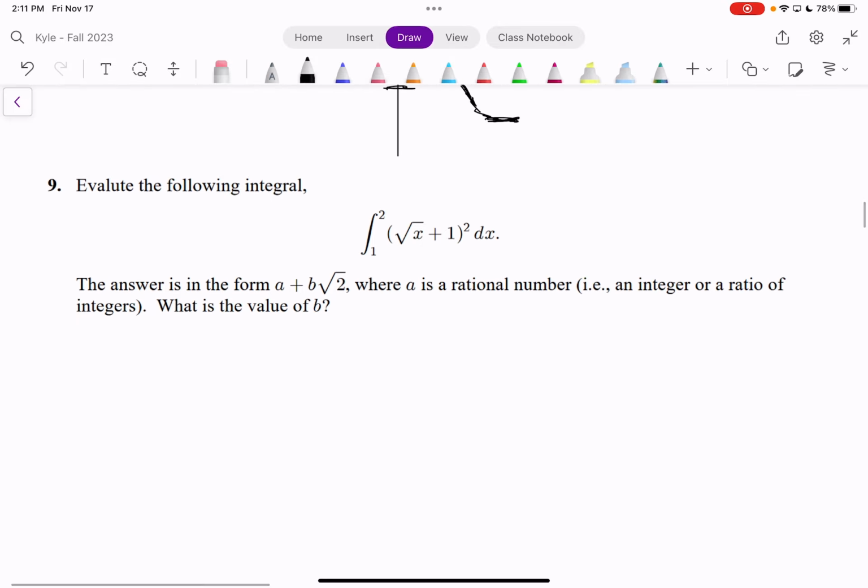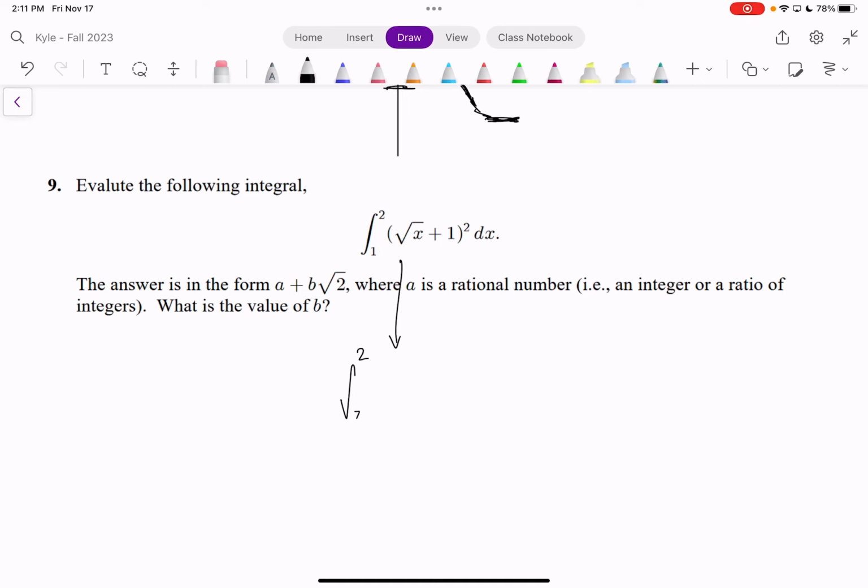Question 9 tells us to evaluate the following integral. It says that the answer is in the form a plus b over 2, or b root 2, where a is rational. It asks, what is the value of b? Let's try and compute this antiderivative here. Because it's kind of hard to compute this antiderivative with this square, let's try and expand out this square and see what we end up getting.